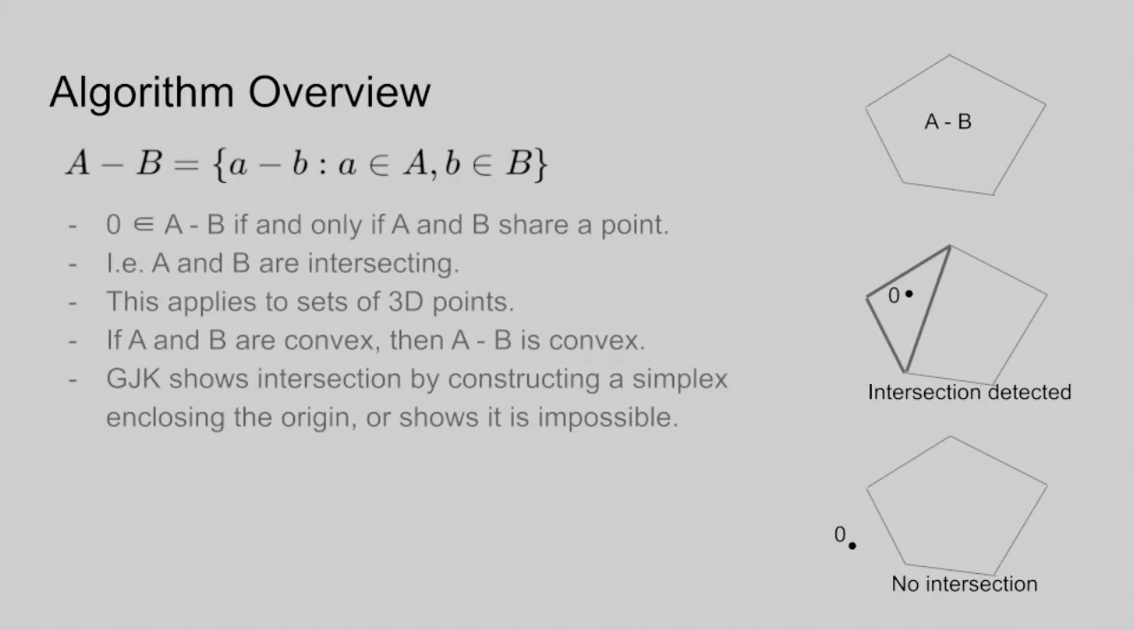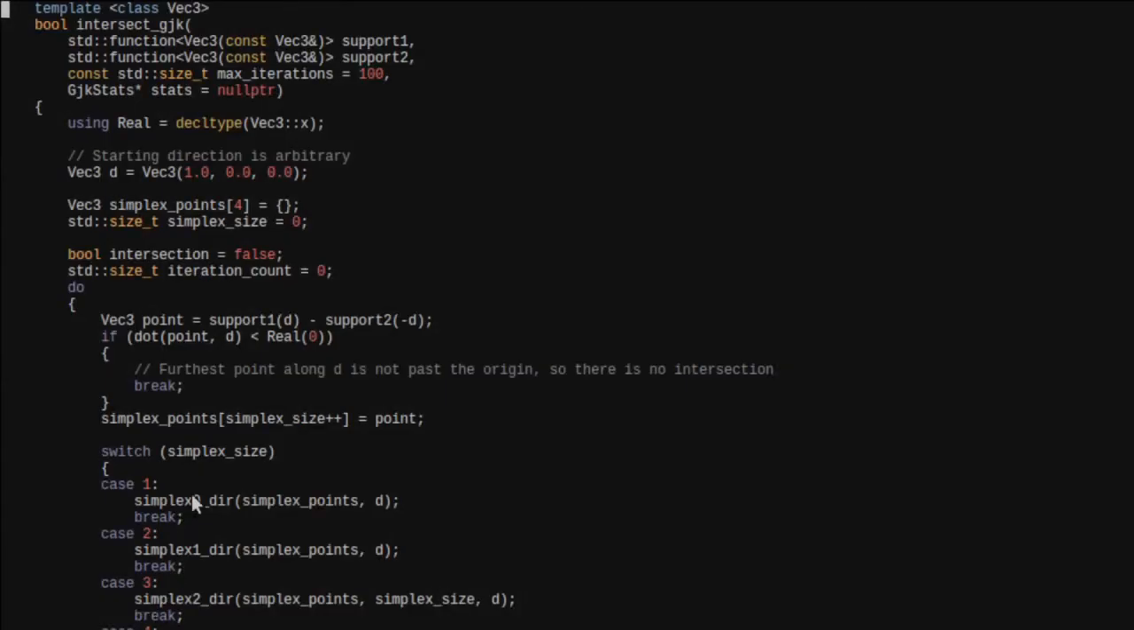A and B are the sets of points under test for intersection. The algorithm works on a set called the Minkowski difference of A and B, which is the difference between every pair of points from A and B. If 0 is contained in this set, there is a point common to A and B, meaning they intersect. The algorithm works under the assumption that A and B are convex. This means the Minkowski difference is convex. The algorithm detects an intersection by constructing a simplex from the points on the convex hull of the Minkowski difference, which contains the origin. If there is no intersection, the algorithm shows that there is no such simplex. For 2D collision detection, this means finding a triangle enclosing the origin. For 3D, a tetrahedron.